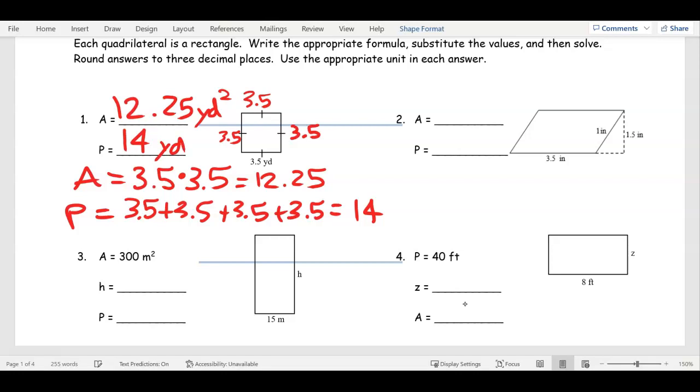Yards. These are not squared. Everybody hear me? Area is yards squared. Perimeter is just straight yards.